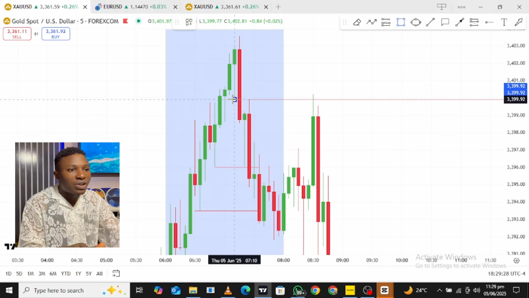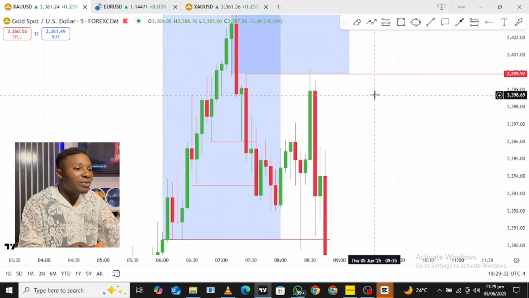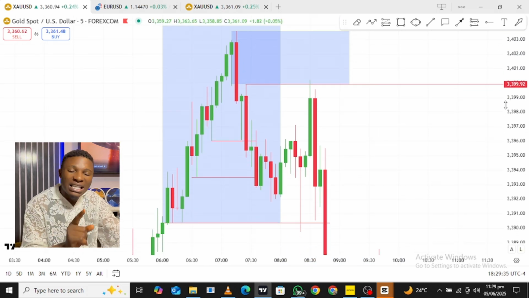And also this is the other block above it right here. Alright, so this is the other block above it. But you have to note this. Please, you have to know this.